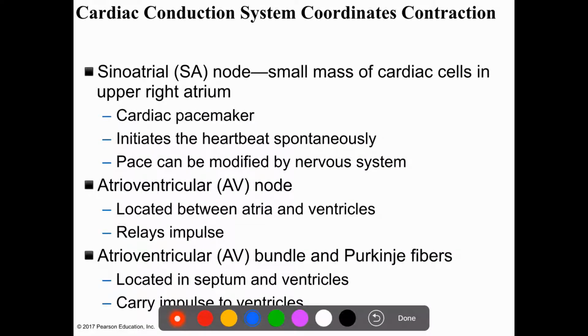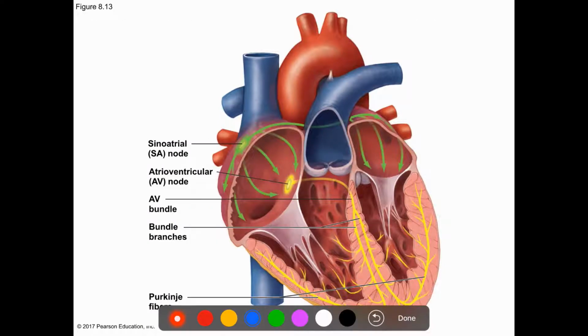Now for the cardiac conduction system, in order to understand this, let's move to the image. This stimulation is coming from three places. The first one is the sinoatrial node. This is the small mass of cardiac cells in the upper right atrium, and this is considered the main one, and therefore it's known as the cardiac pacemaker. Although it controls the beats of the heart, it can also be modulated by the nervous system.